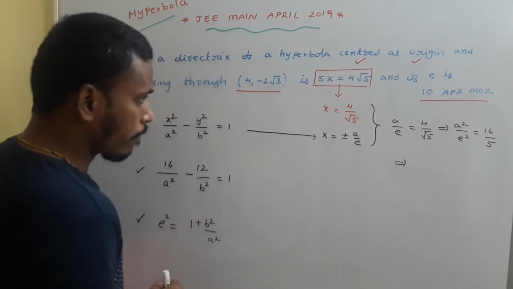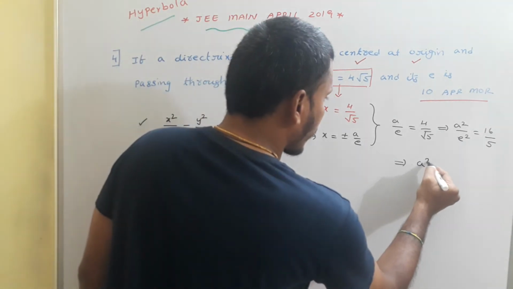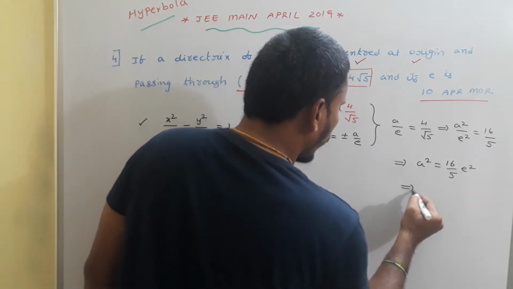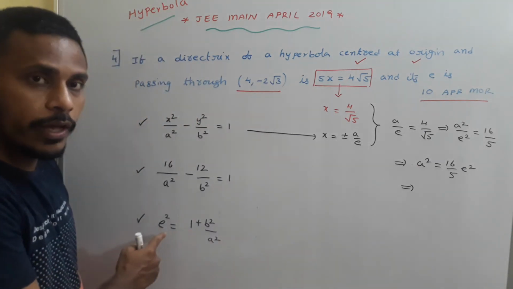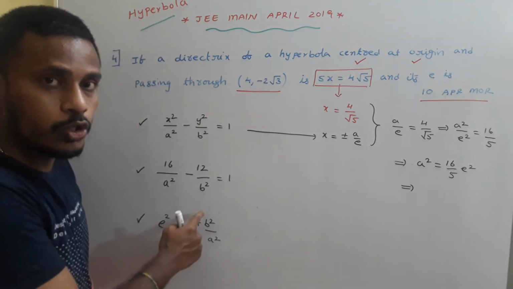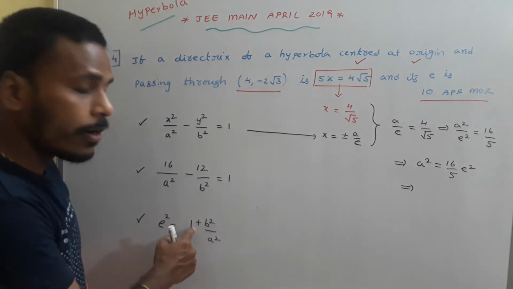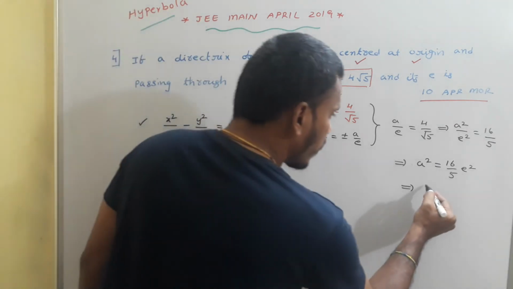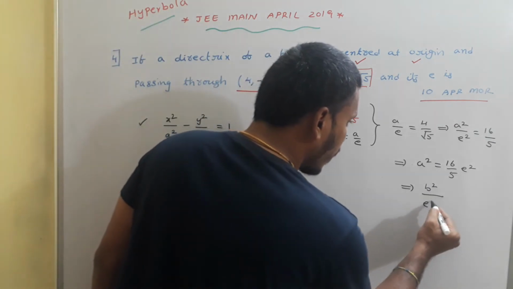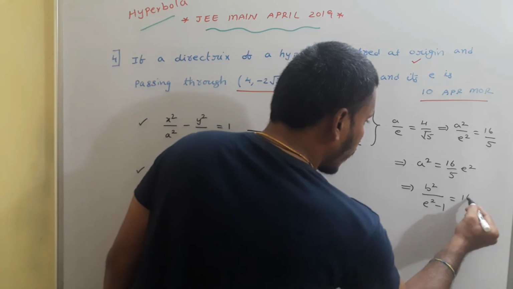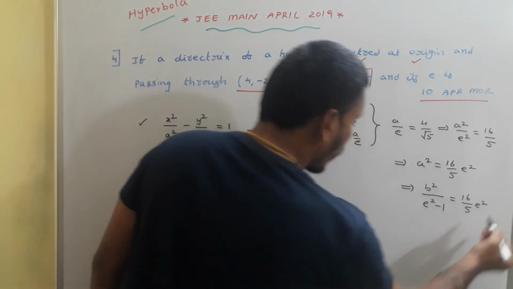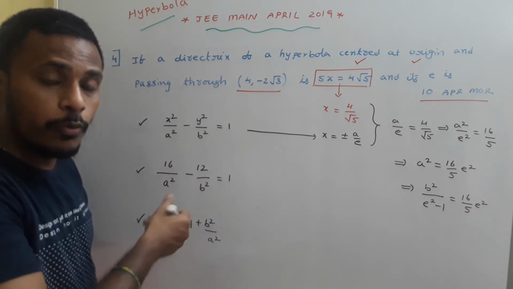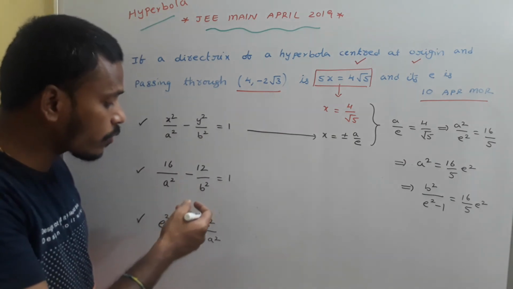A square is equal to 16 by 5 e square, that's okay. And what is a square? e square minus 1 is equal to b square by a square. So this a square is nothing but b square by e square minus 1. That is equal to 16 by 5 e square. Is it right? If you reciprocate, 1 by e square minus 1 is a square by b square.